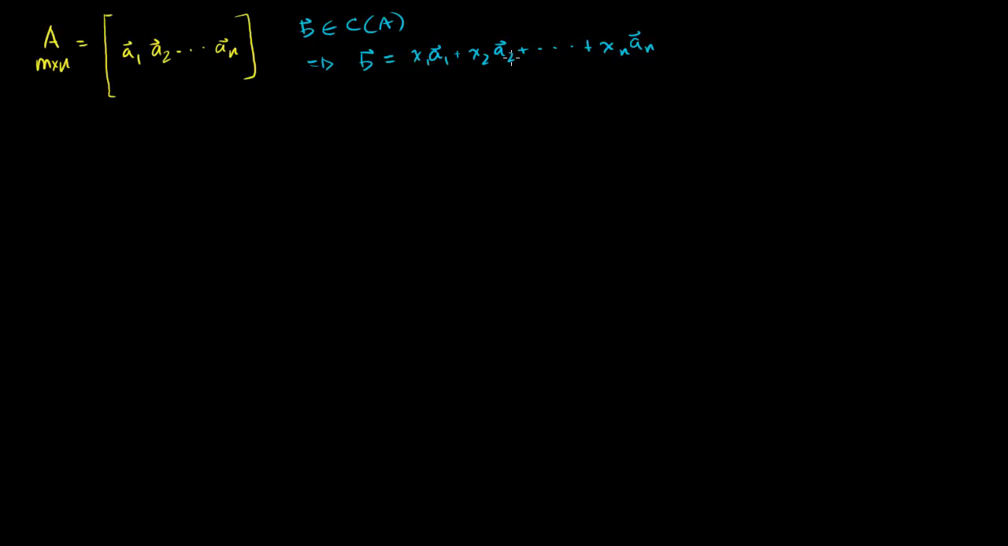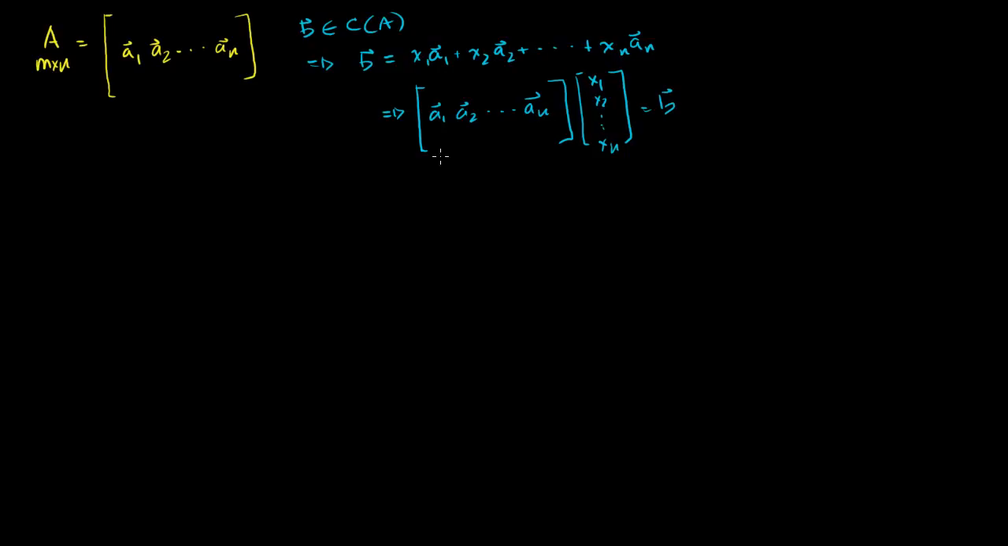Another way to state this is that A, which I could write as A1, A2, all the way to An, times some vector x1, x2, all the way to xn, is equal to B. These two statements are equivalent. We know that B is a member of the column space. That means that B can be represented as a linear combination of the columns of A. And then this statement right here can be rewritten this way.